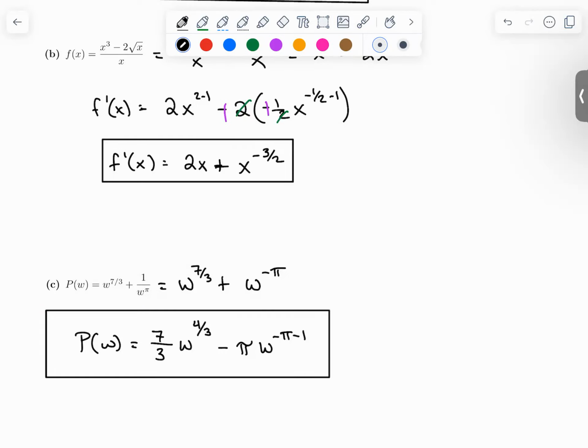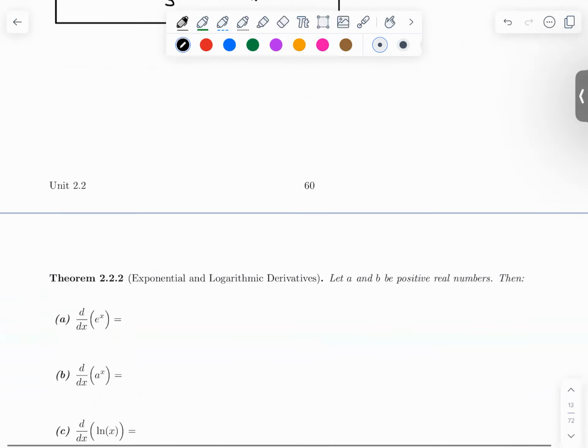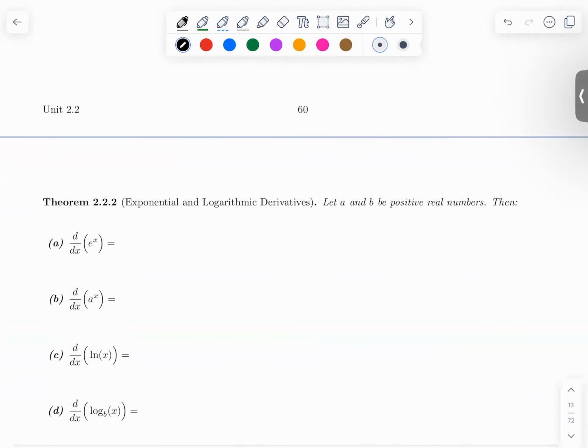Say it again. Oh, you're absolutely right. You're absolutely right. P prime. Thank you for catching that. Good catch. All right.